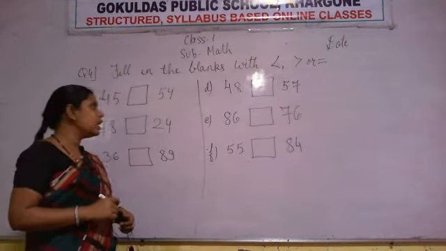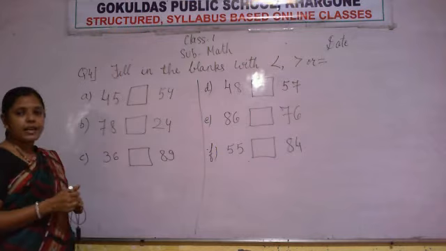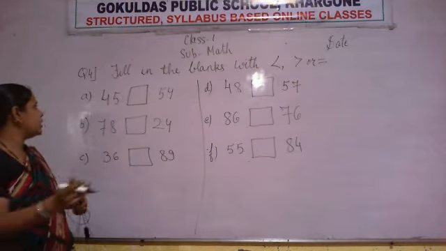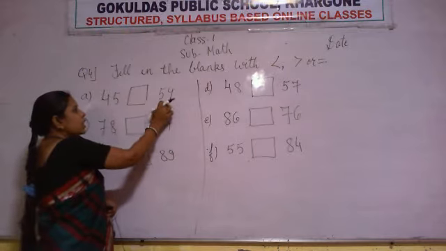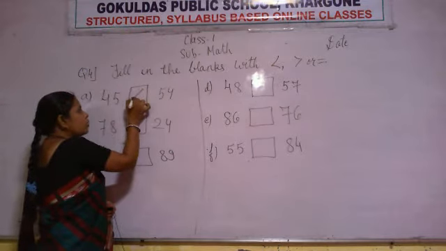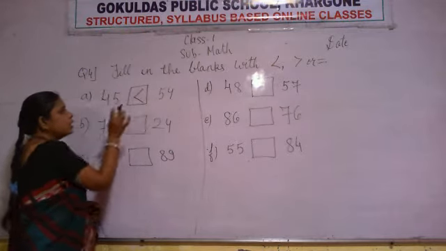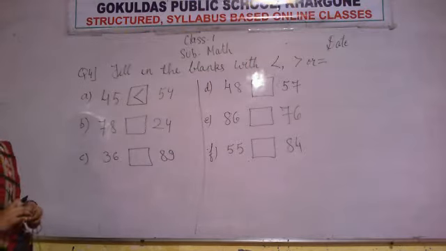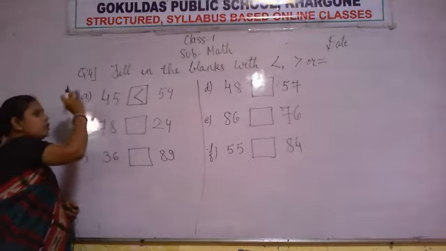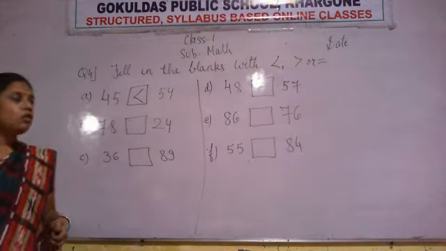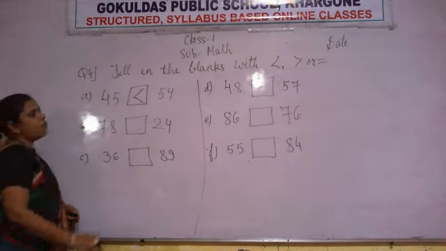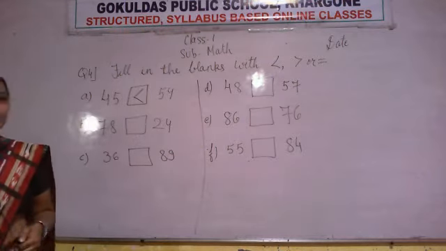So which symbol will come here? The symbol of less than. Why the symbol of less than? Because 45 is smaller and 54 is greater. So the mouth of the crocodile will be open towards the greater number and closed towards the smaller number. So this is the sign of less than. Make here the symbol of less than.